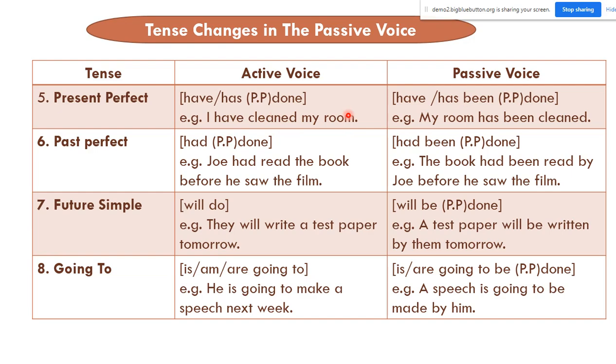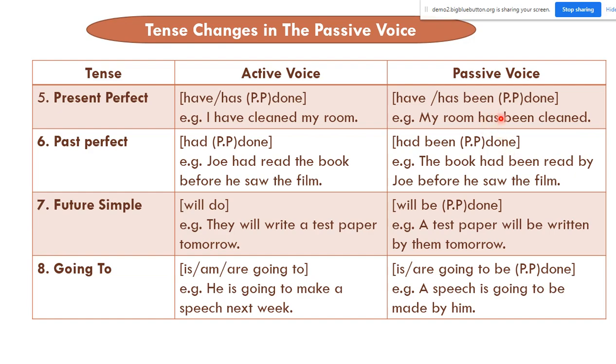Changing it into the passive, it would be have or has followed by been and then the past participle, which is done. Like my room: I start with my room. The object will turn into a subject, although it is still the recipient of the action of cleaning. My room has been cleaned. My room has been cleaned by me.